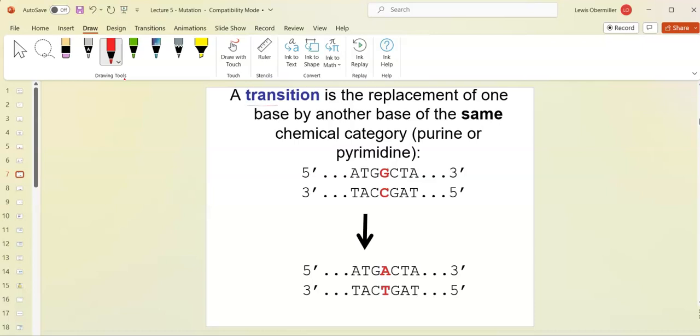All right, so when geneticists talk about mutations, we refer to them as transitions or transversions. A transition is replacing one base pair with another base pair of the same chemical category. So if you replace a purine with a purine or a pyrimidine with a pyrimidine. For example, remember A's and G's are the same. So we're replacing this G with this A, and those are both purines, so they're the same chemical category. And then we're replacing this C with this T, and those are pyrimidines, and those are in the same chemical category. So this would be considered a transition mutation.